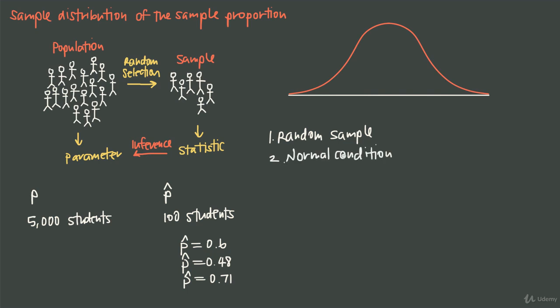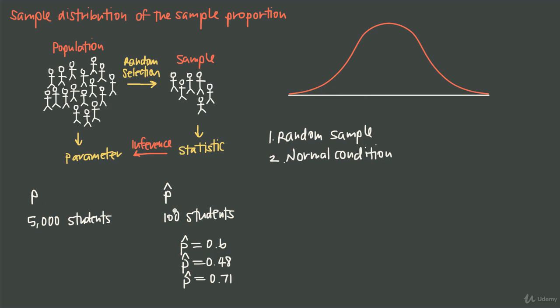And the normal condition says that we have to have at least 10 successes and at least 10 failures in our sample. So what do we mean by successes and failures? Well, like in this example, we're looking for the proportion of students with brown hair. So we could call having brown hair a success and not having brown hair a failure.